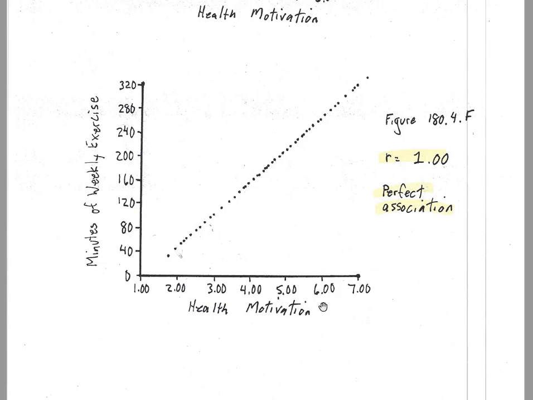So if you had a score of 6.0 on health motivation, I predict you get 250 minutes of exercise, and that prediction would be perfectly accurate. There'd be no error to it at all. That is what you get when you have a perfect correlation coefficient of 1.0.